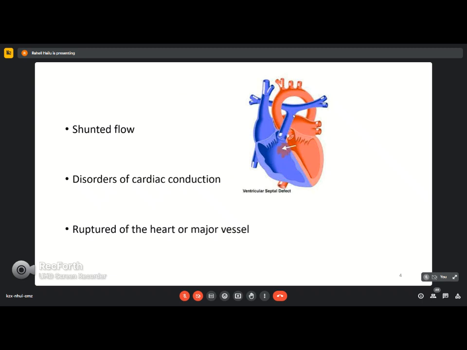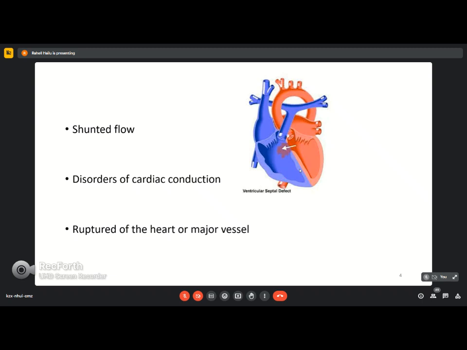So the cardiac system is a closed loop. Okay, so it shouldn't mix at any point unless it is like a neonatal circulation. Oxygenated and deoxygenated blood should not mix, but if there is a defect in one of the systems, like in the case of ventricular septal defects, a congenital anomaly, you would expect some sort of mixing of blood, and that is a shunted flow.